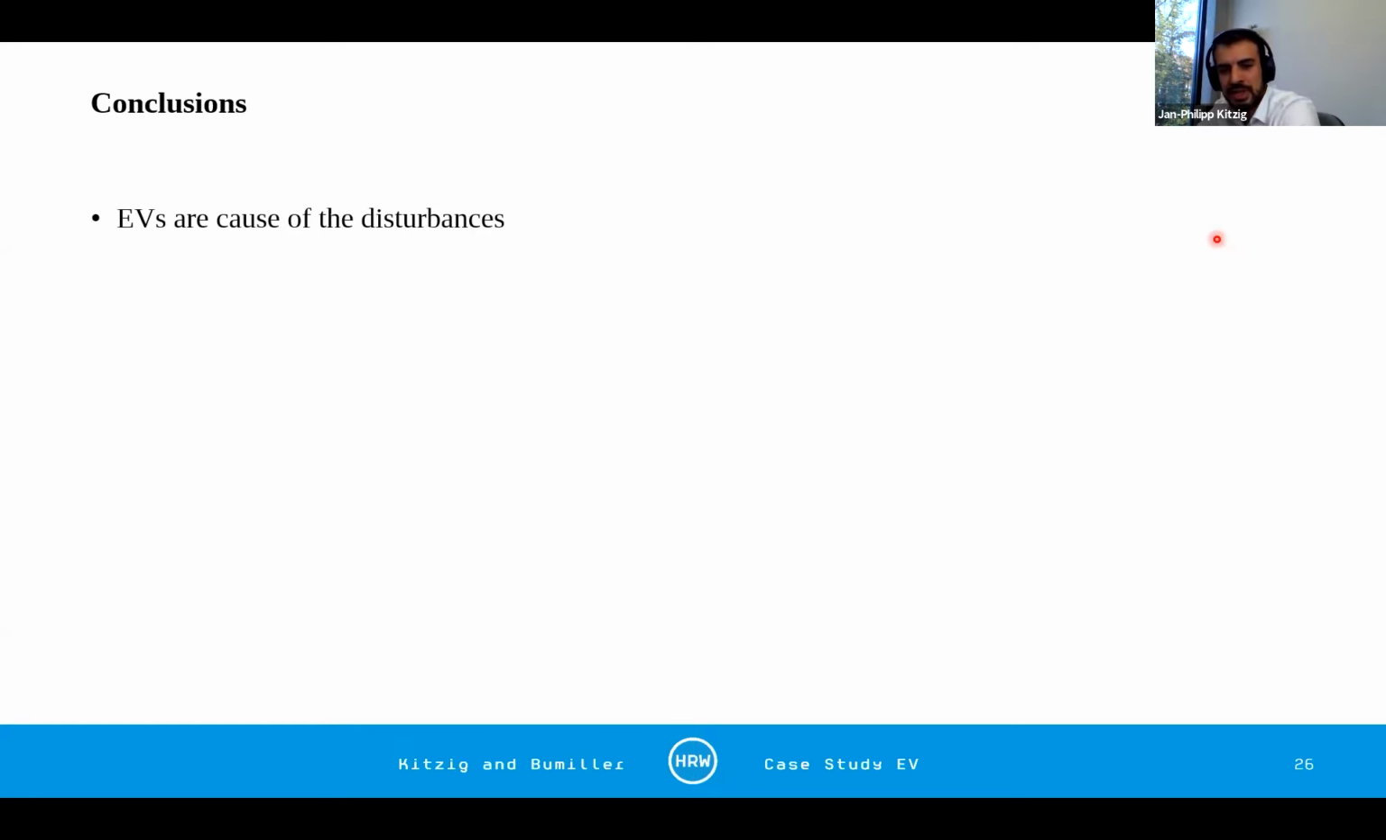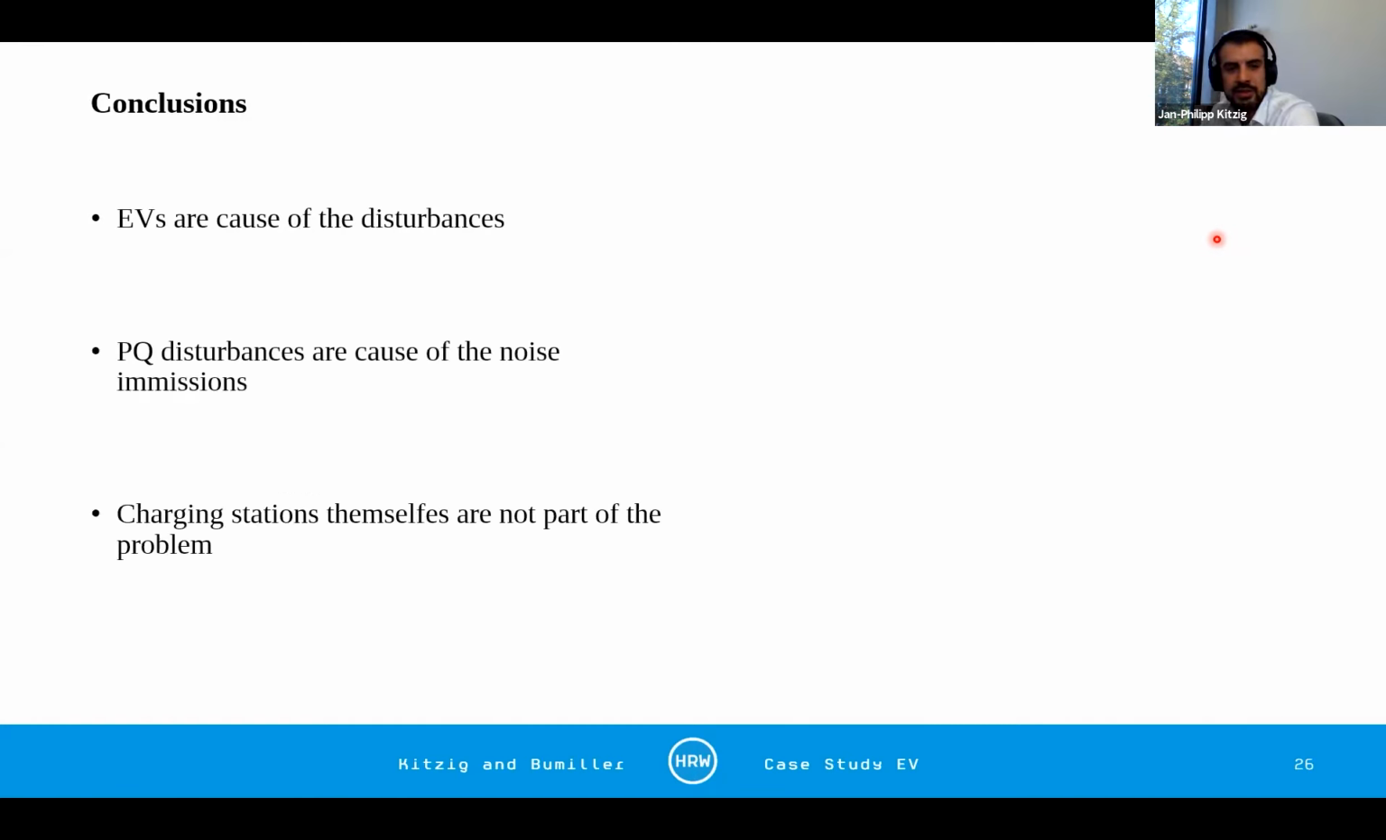Of course, there is some communication via a separate communication channel, a pulse width modulation channel between the charging stations and the electric vehicles, but mainly these charging stations are just a switch that connects the 3-phase AC power to the car itself. The PQ disturbances are cause of these noise emissions. That is also what we can directly correlate. And as I said, the charging stations themselves are not part of the problem.